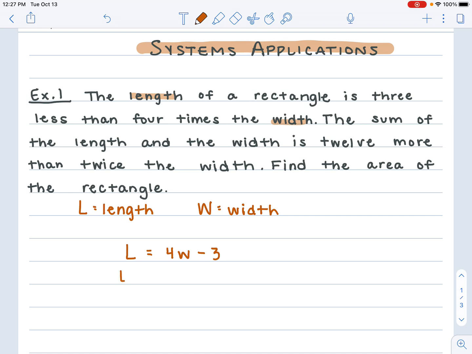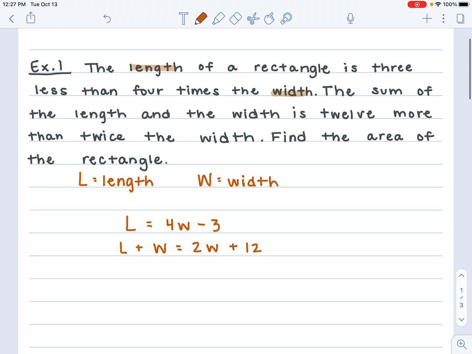All right, the second equation says the sum of the length and the width. All right, sum is when you add them, so length plus width is 12 more than twice the width. So 2W, 12 more is plus 12. All right, so there are my two equations. We're good to go.